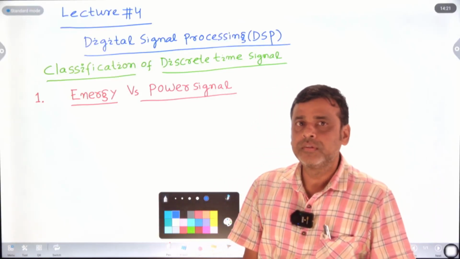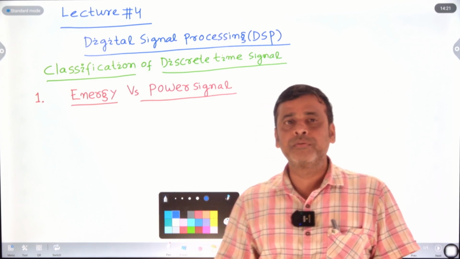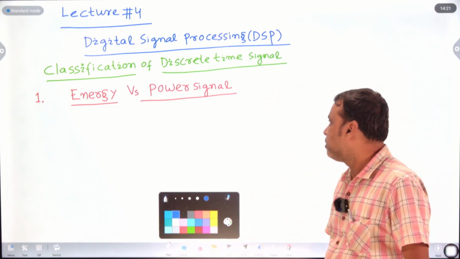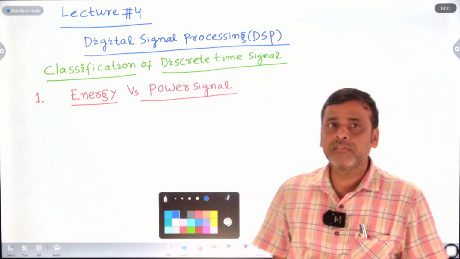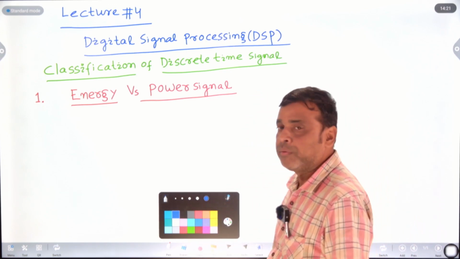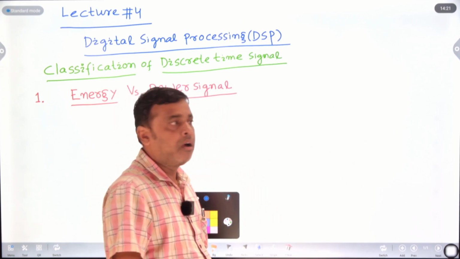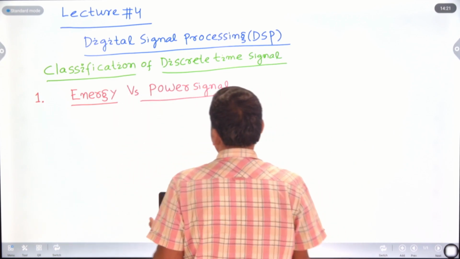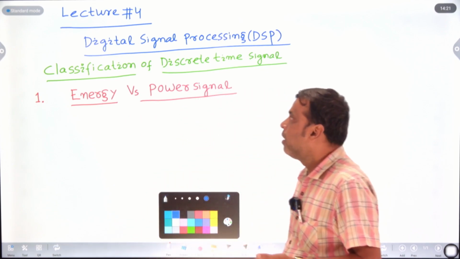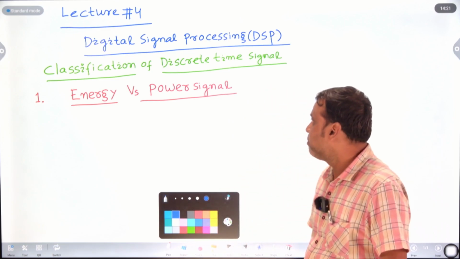Hello students, today we will discuss the classification of discrete time signals. In the previous class we already discussed the basic signals which play a great important role in signal processing and communication systems. The basic signals are the impulse sequence, unit sample sequence, ramp sequence, and sinusoidal sequence. These are the basic signals.